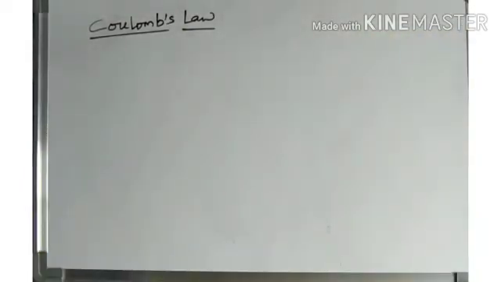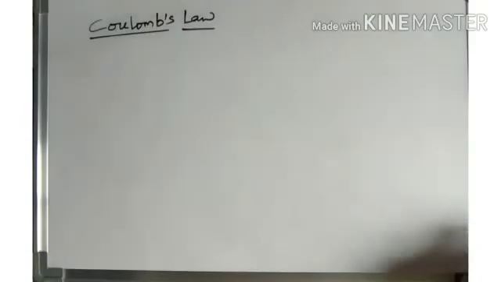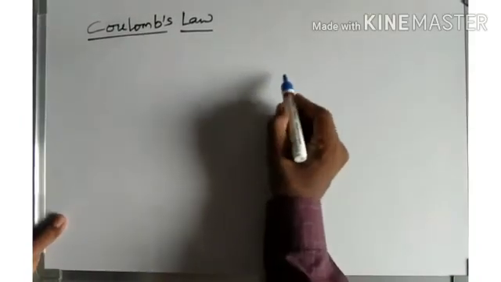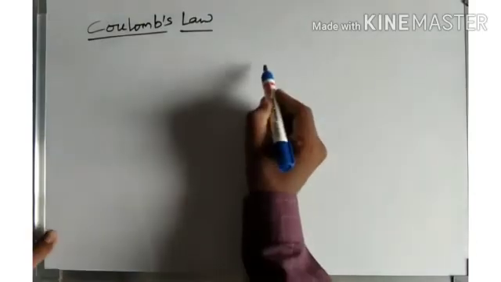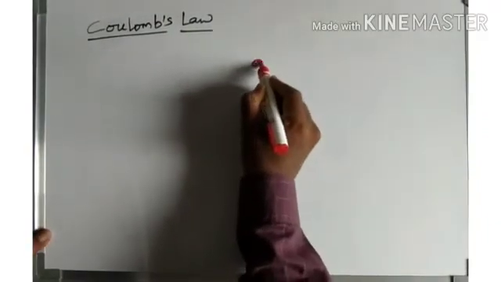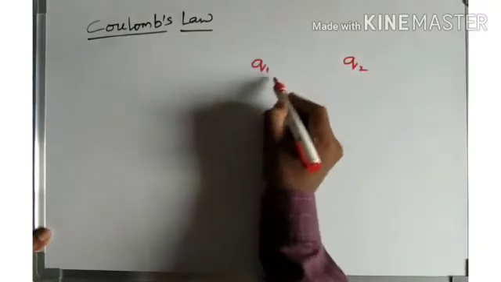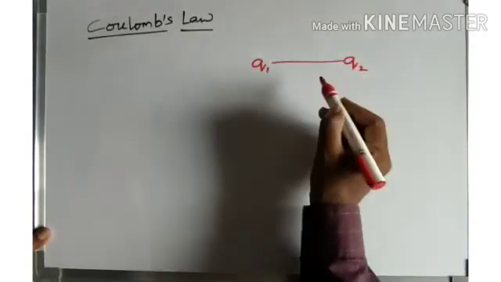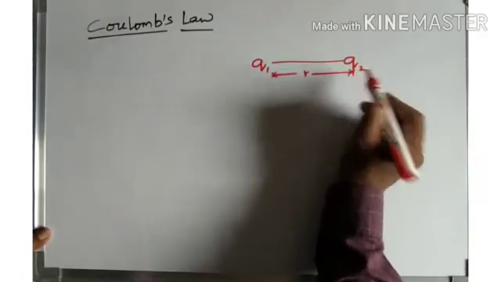Right. For expressing Coulomb's law in vector form, we need to consider a few things. So what are those? First, I will rewrite the charges Q1 and Q2, which are separated by a certain distance, which we are taking as R, right here.